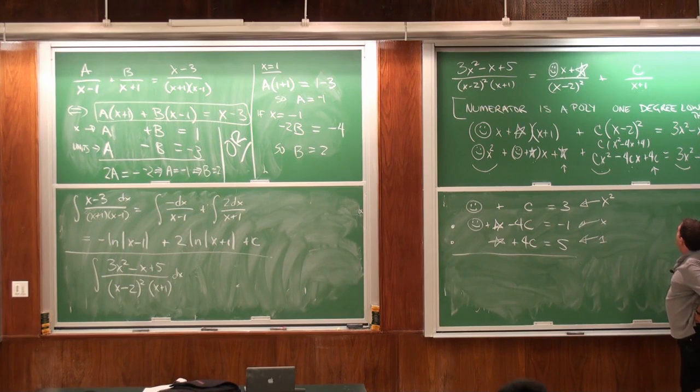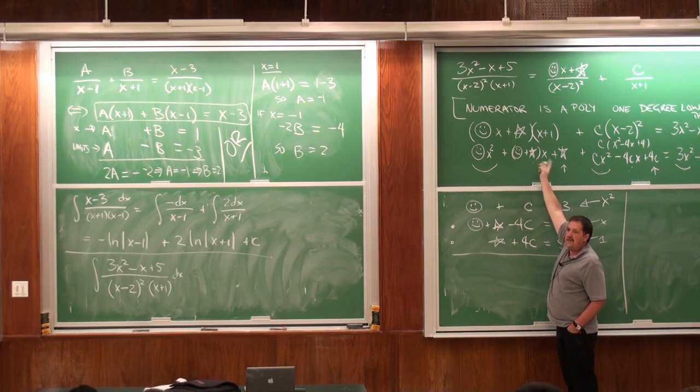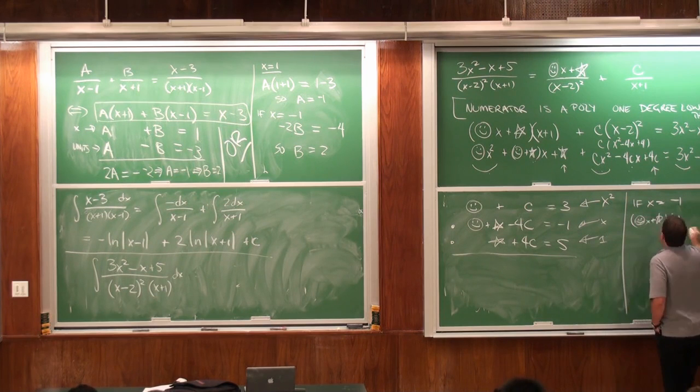Maybe I should do it the other way, right? If I do it the other way, then it tells me c right away. So let's look at the other way. You can solve these 3 equations, and you'll probably get the same answer I will the other way. The other thing I can do is say this has to be true for all x's. If x is 1, then this mess here is 0. If x is minus 1, then I have smiley plus star times 0 plus c times minus 1 minus 2 squared equals some number: 3 plus 1 plus 5.